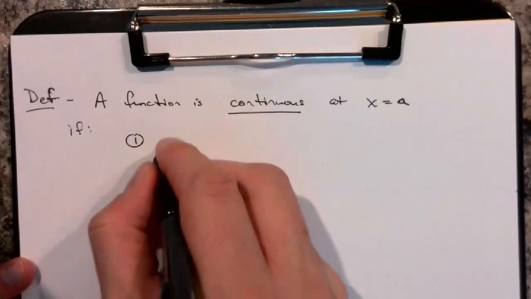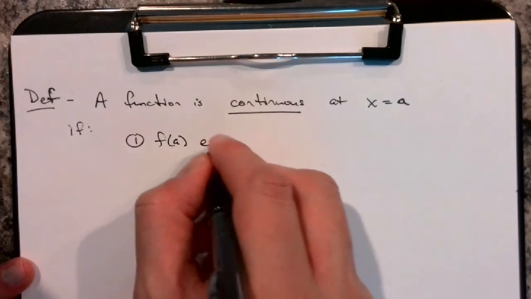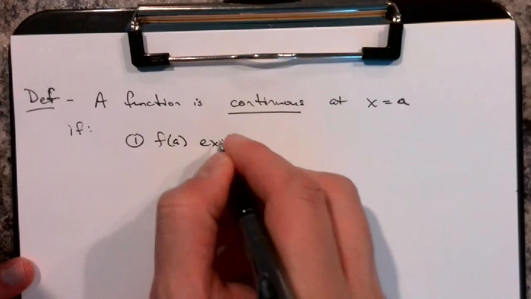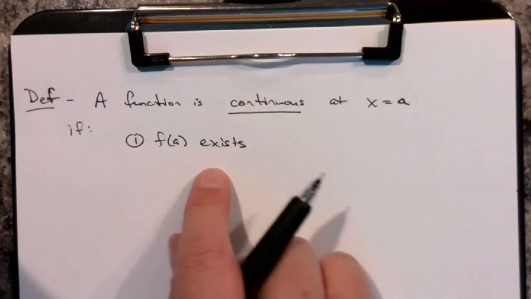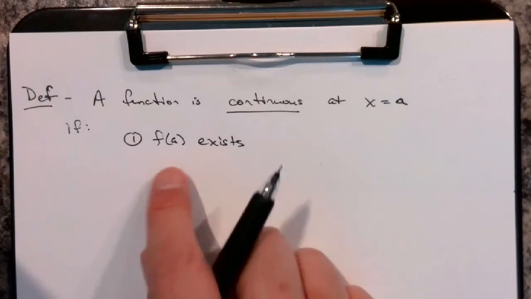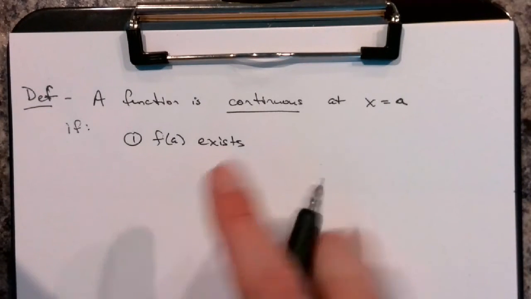1, f of a exists. In other words, if you have the function, you can substitute the value for a in and you get a y value out, right? That's when f of a exists. So first part is if f of a exists, you're on the right track.